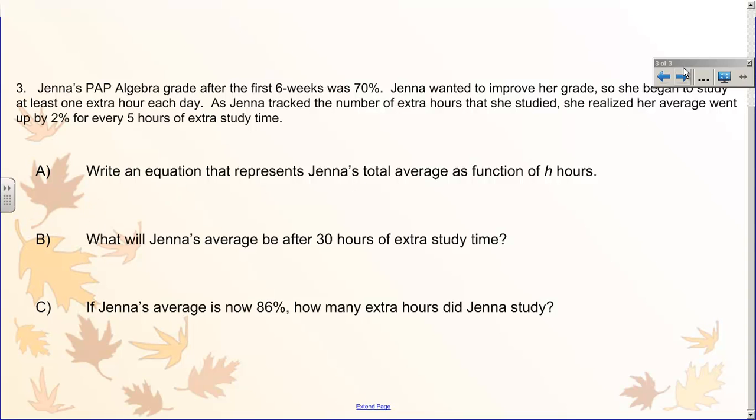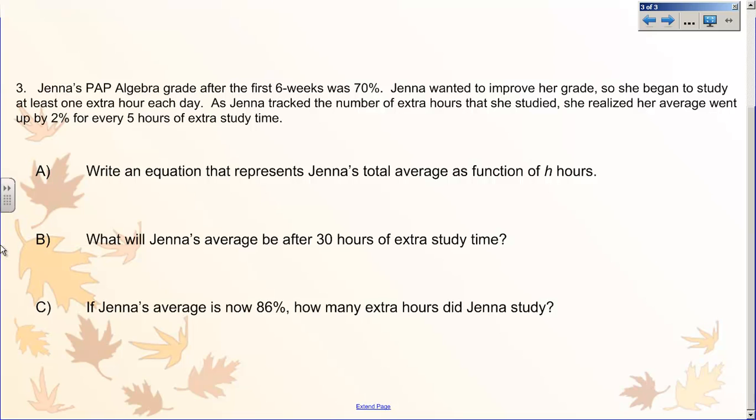So, Jenna's pre-AP algebra grade after the first 6 weeks was 70%. For the record, we are not at the end of the first 6 weeks, and this is not really Jenna's grade. It just happened to work well for the problem. So, Jenna, don't panic. Jenna wanted to improve her grade, so she began to study at least 1 extra hour each day. As Jenna tracked the number of extra hours that she studied, she realized her average went up by 2% for every 5 extra hours of study time.